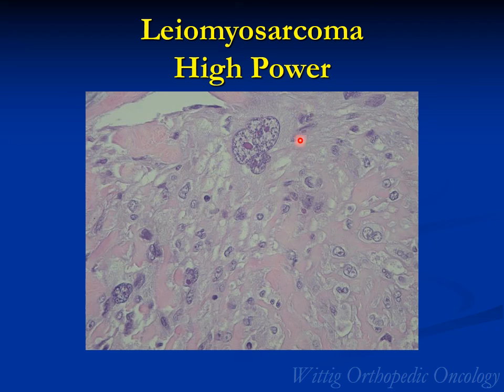Again, some bizarre looking cells. This is not a normal cell. This should tell you right away that this is a malignancy. Cells are crowded onto each other, they're different sizes and shape, and then you have these cells with cytoplasm filled with filaments.